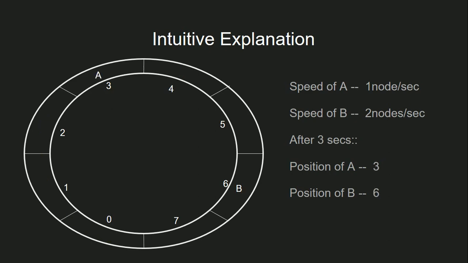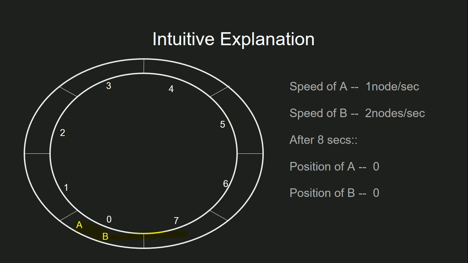After 3 seconds, A will be at 3, B will be at 6. After 4 seconds, A will be at 4, B will be at 0. After 5 seconds, A will be at 5, B will be at 2. After 6 seconds, A will be at 6, B will be at 4. After 7 seconds, A will be at 7, B will be at 6. And finally, after 8 seconds, both will be returning to the initial position, that is 0.